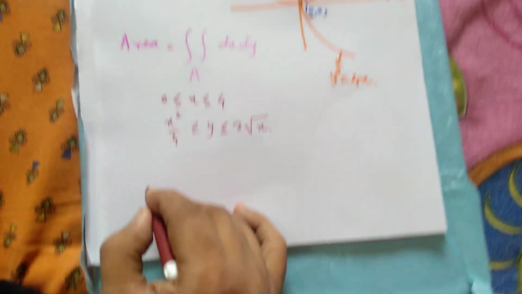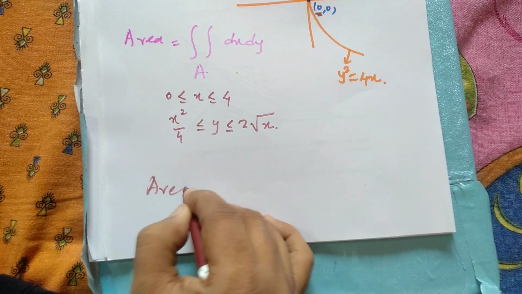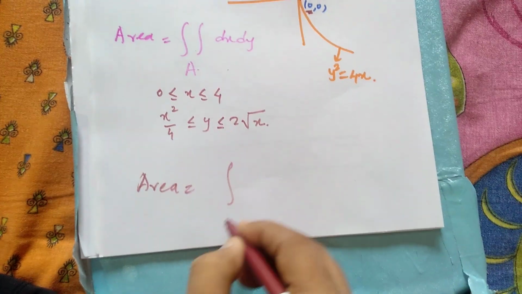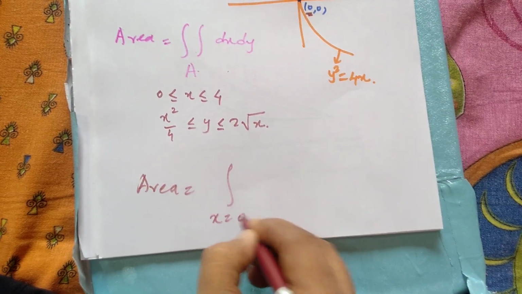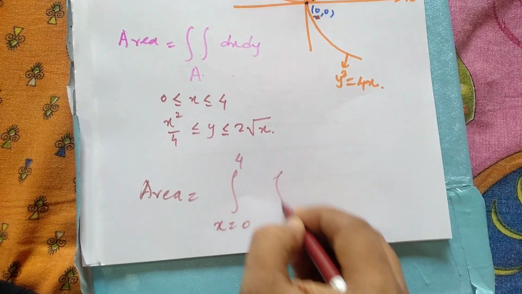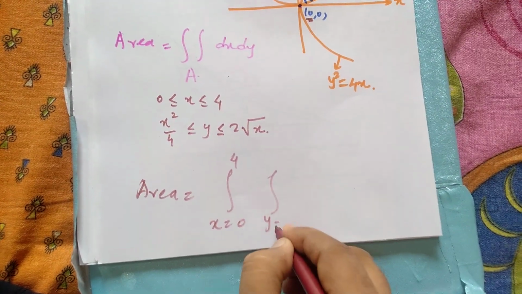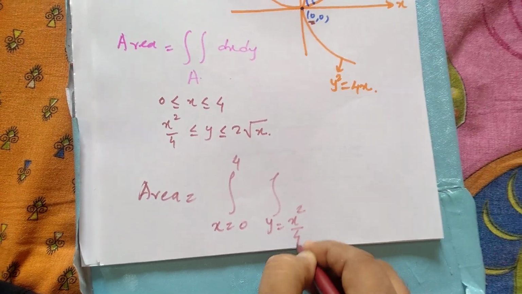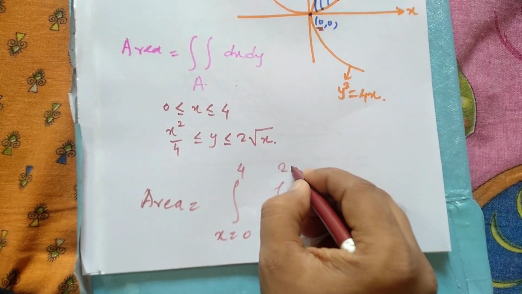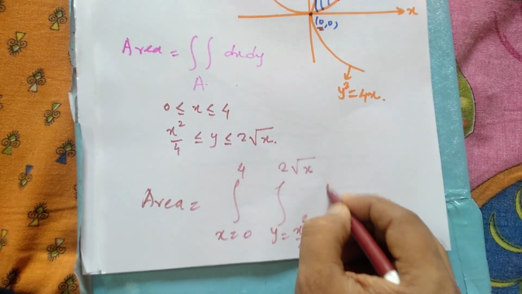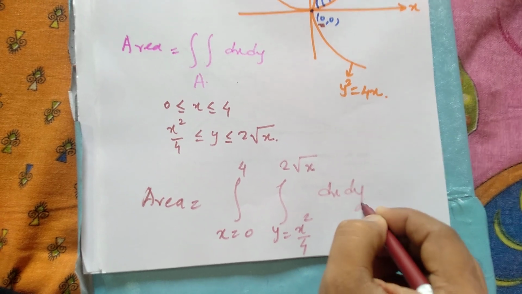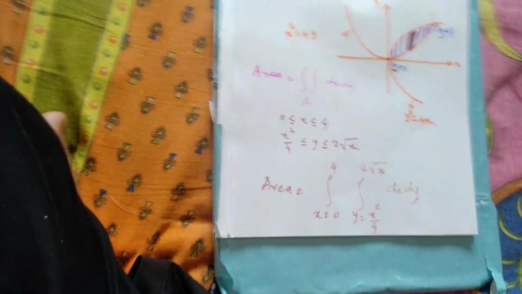Now let us put the limits in the formula of area. Area equal to the constant limits first, 0 to 4. Variable limits next, x square upon 4 to 2 root x. Dx dy. Correct or not? Okay.